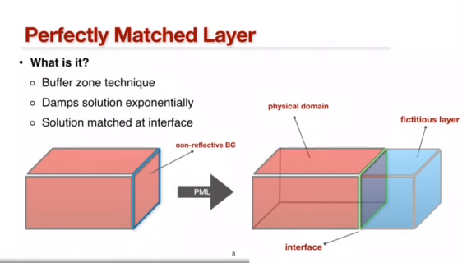As an example here, consider the figure on the left. Say we have a box in which we need to prescribe a non-reflective boundary condition on its rightmost face. Using the PML strategy, we essentially extrude the domain adjacent to this boundary condition into a fictitious region, where, in it, the solution is exponentially damped while respecting the matching property at the interface.